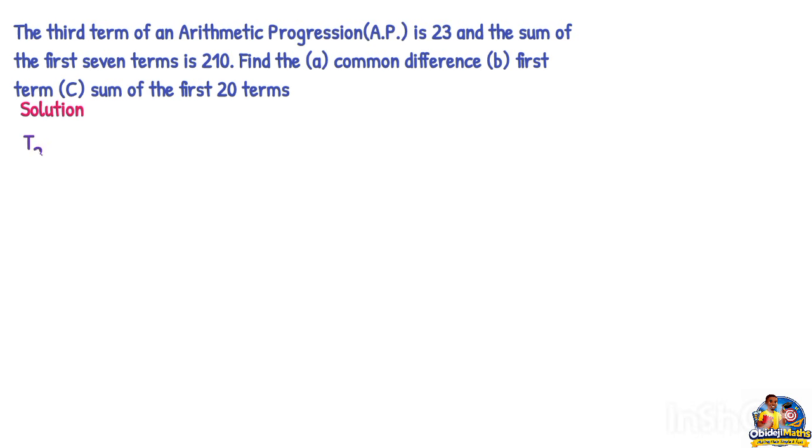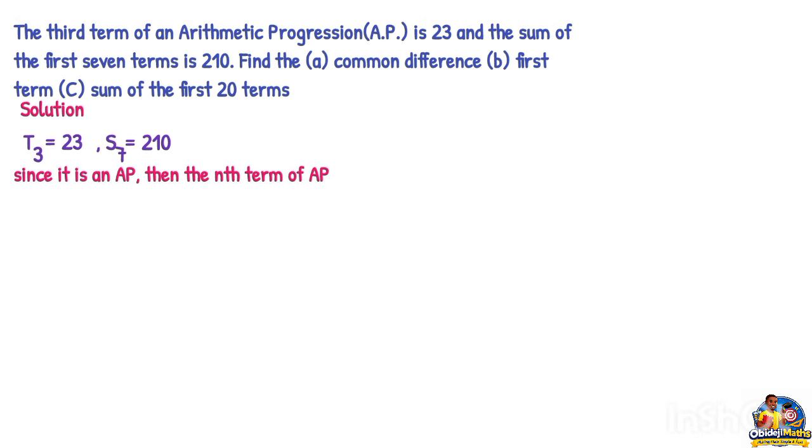We are given the third term T3 to be 23, and we are also given the sum of the first 7 terms to be 210. That's S7 equals 210. The question says we should find the common difference, the first term, and the sum of the first 20 terms. So let's take it one by one. Since it is an AP, the nth term of an AP is Tn equals a plus (n minus 1)d. So let's substitute: T3 is equal to a plus (3 minus 1)d, because n is equal to 3.